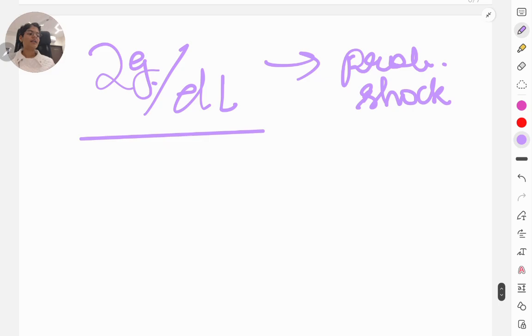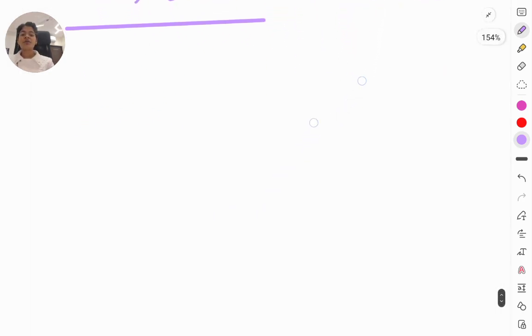Okay, and now if the blood was withdrawn and treated with serum instead, and then re-injected, it would have caused no shock, as there is less loss of plasma protein, right? Now let's see the types of protein.